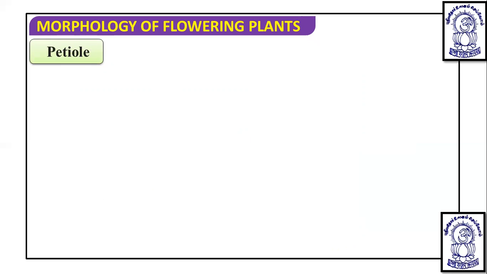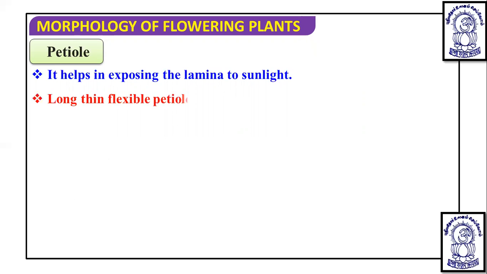Above the leaf base, you will find another part of the leaf that is known as the petiole. This petiole helps in exposing the lamina to the sunlight. If you want to arrange the lamina in such a way that proper light availability can occur, that is carried out by the petiole. The petiole is long, thin and flexible, and it helps the leaf blade or lamina to flutter in the wind according to the direction of the wind. This flexibility of the petiole is given by one of the tissues present in the petiole, known as collenchyma.